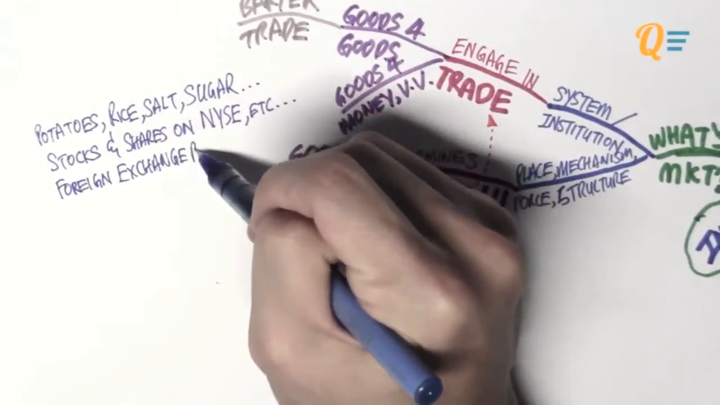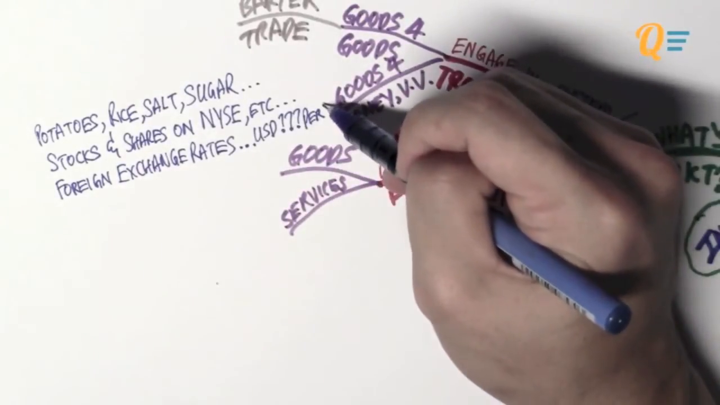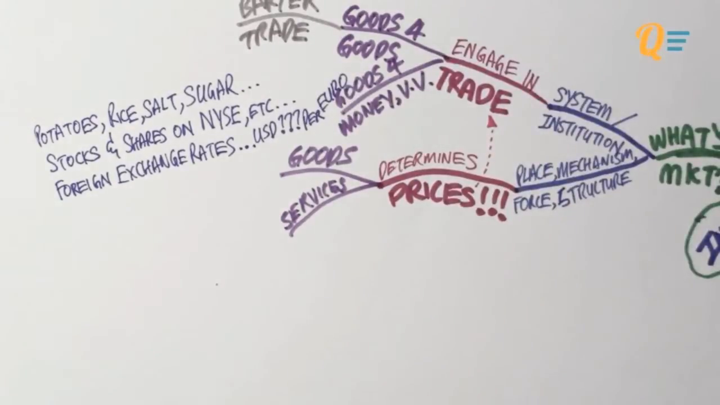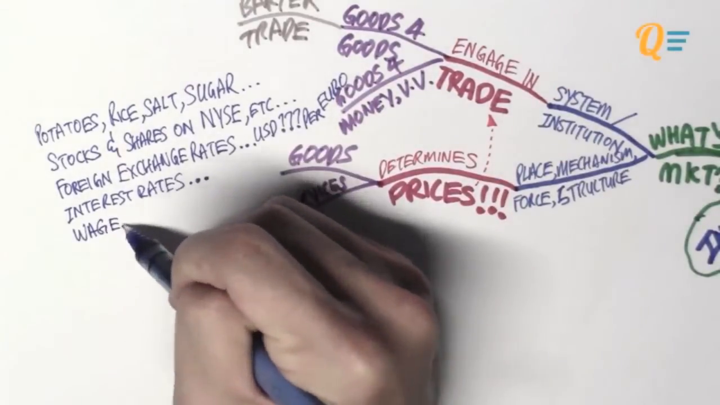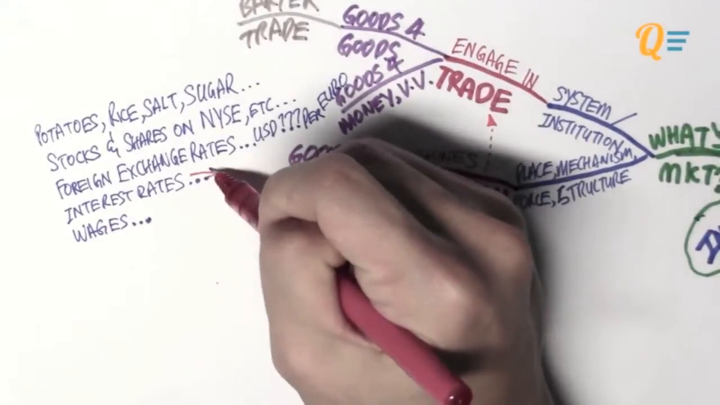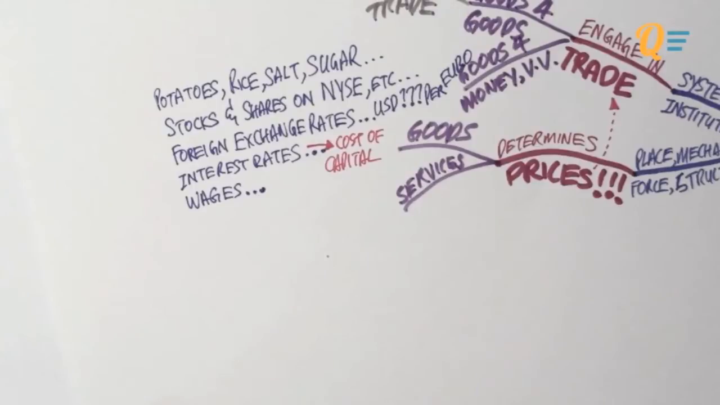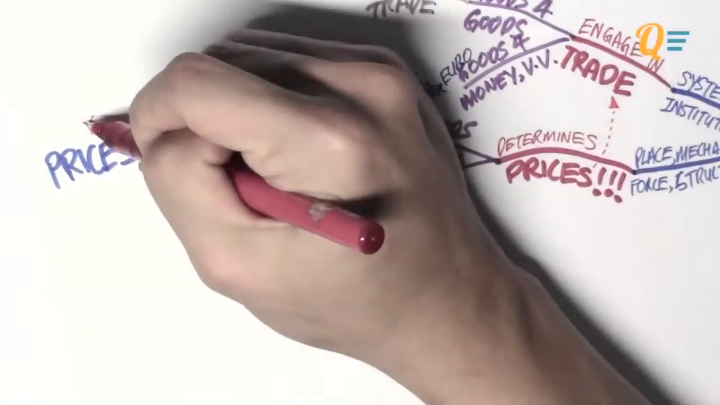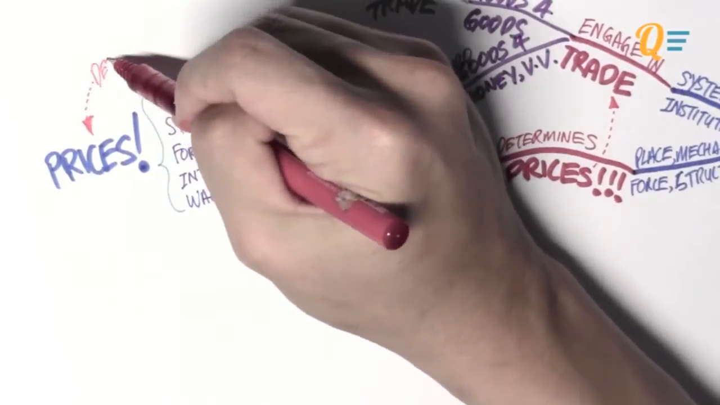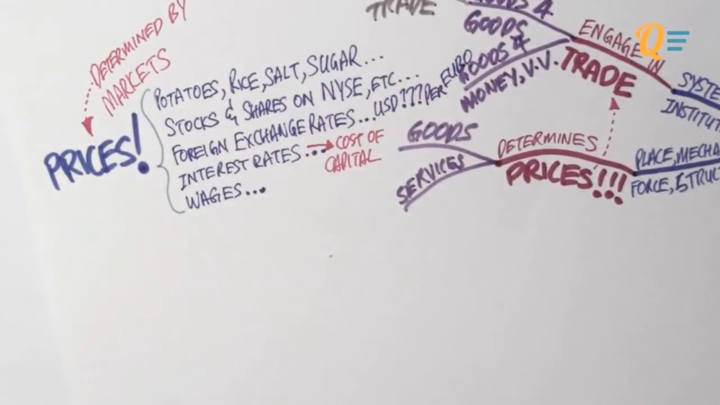And you even have foreign exchange rates. Foreign exchange rates are also determined by the markets. So I'm talking about, how much USD can I get per euro? That's a form of exchange rate. Interest rates are also determined by the markets, and also wages, the amount of money that we pay to workers. Interest rates, just to remind you, is also known as a cost of capital. So all these things over here are essentially prices, right? So the market determines all these prices. As you can see over here, prices are determined by the markets, through trading activities.